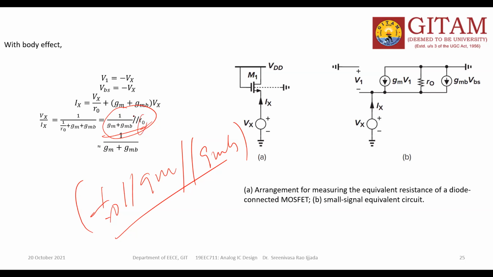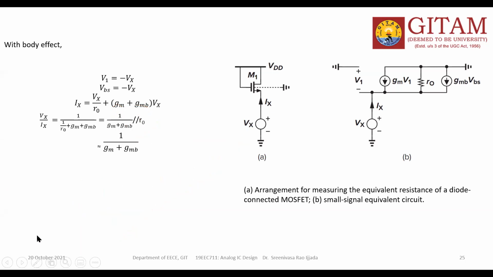Here the R naught is small, and 1 by GM is also small because GM is high, so 1 by GM is low. So this value is approximately that. This is with body effect. So the impedance seen from the M1 source is small when we consider the body effect.